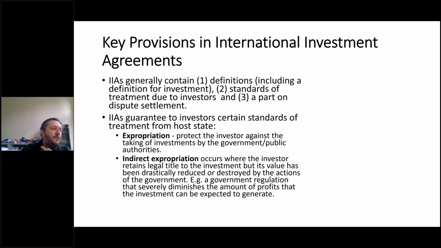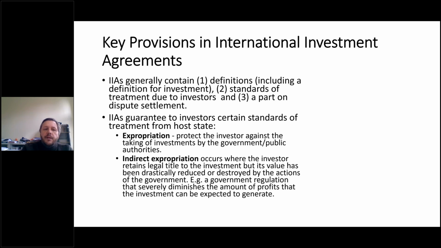And you have a few of these ISDS courts or tribunals in the world. Some are linked to the World Bank and to other organizations, but you have a few of those where you, as an investor, can go and claim compensation if you think that something has happened. And in terms of standards of treatment, very importantly, these investment treaties stipulate what a state can do and cannot do.